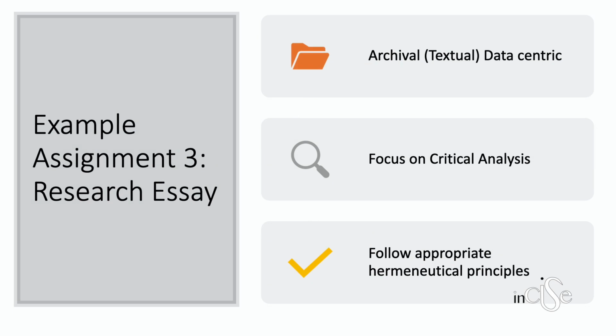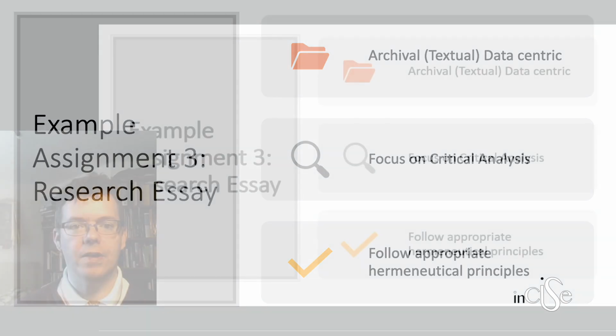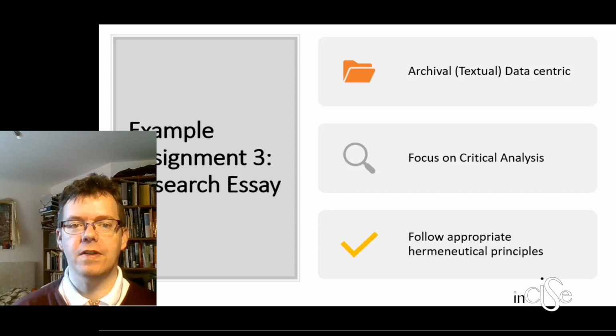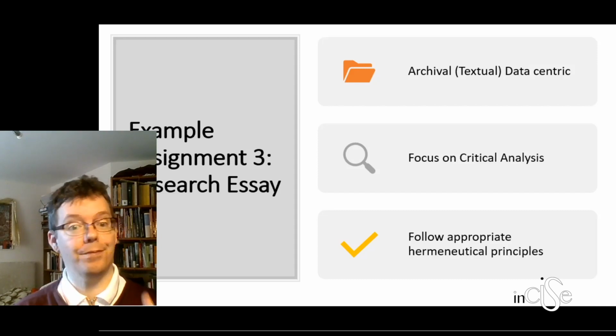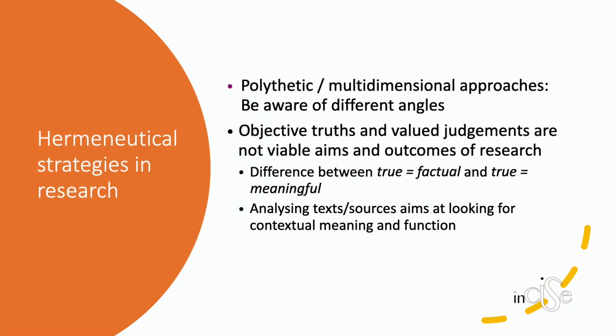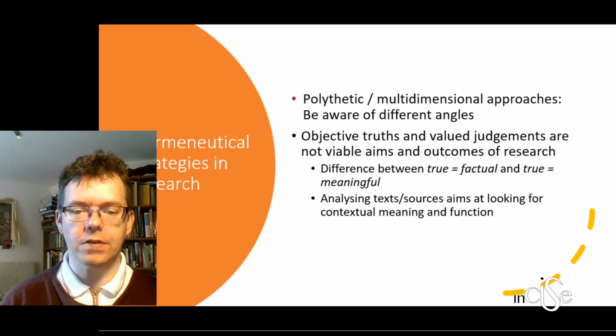So, final example, and that is in the humanities, the standard research essay, which focuses on data that you find in texts, secondary and primary texts, primary texts being, for instance, the sacred scriptures of religions, and secondary texts being the scholarship written about that. So a data-centric research essay, which focuses on critical analysis and follows the appropriate hermeneutical principles. Now, what's a hermeneutical principle? Hermeneutics means the art of interpretation. It comes from the Greek god Hermes, who was the interpreter, the translator of the will of the gods to the humans.